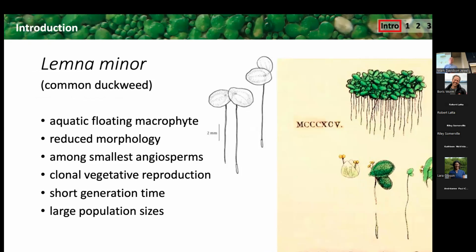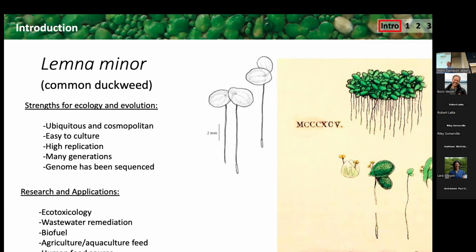It's so small, the flowers are microscopic. However, in the field, it actually almost never flowers. Reproduction is almost exclusively vegetative and asexual, which leads to extremely fast generation times of just 2 to 3 days in ideal eutrophic conditions, and extremely large population sizes. So you have hundreds of thousands or millions of individuals in a single small pond. These traits make it extremely well suited as a model in experimental ecology and evolution.